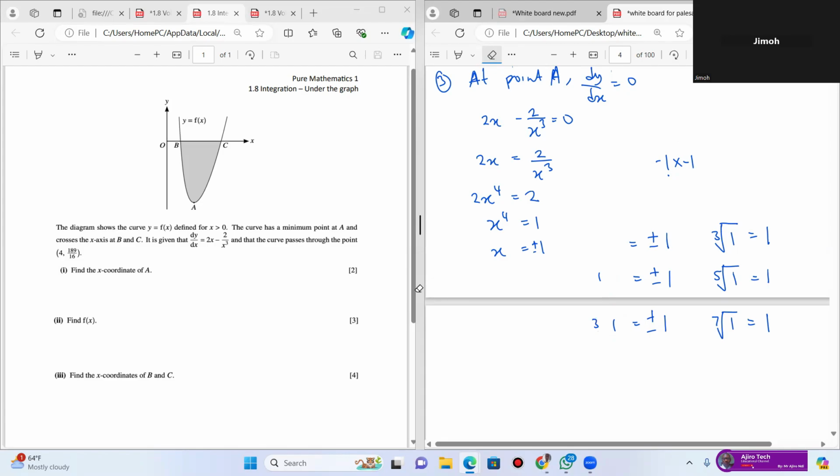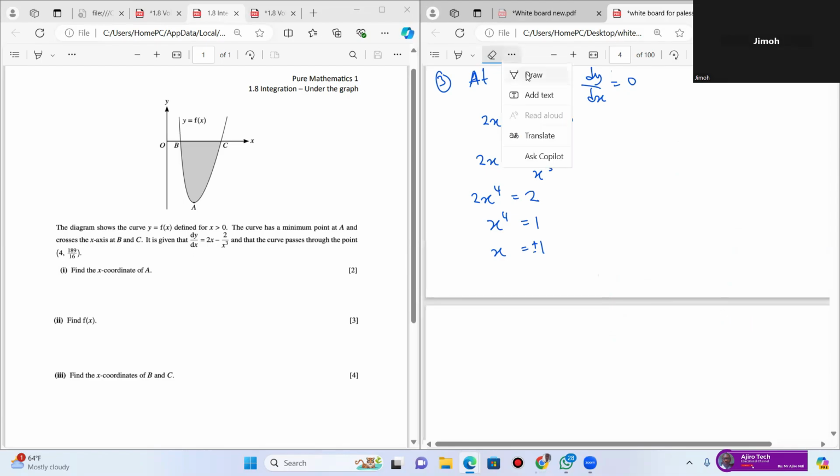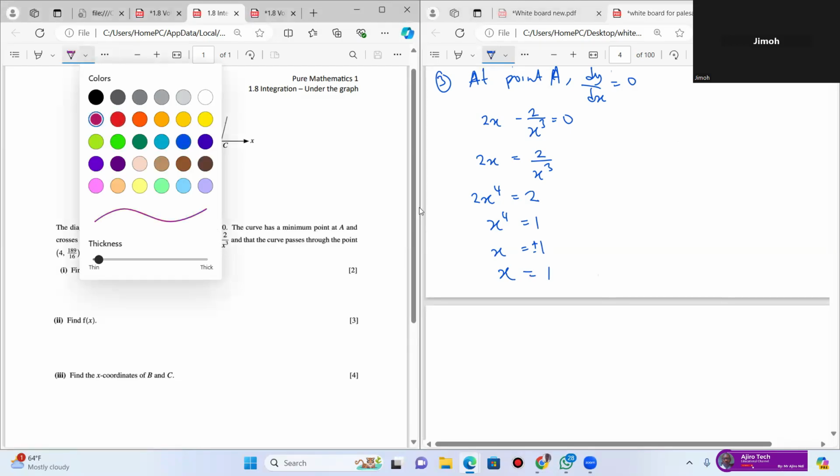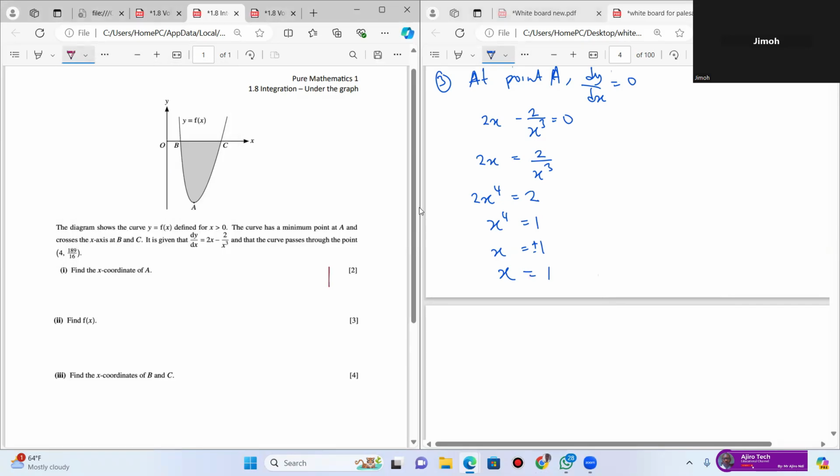So that means it's plus or minus 1, but in this case, A is 1, right? Yes, sir. Now, if I say that my answer is x equals 1, am I done? If I write this, my mark, if they're marking it for me, they'll give me 1 out of 2. Do you know why?